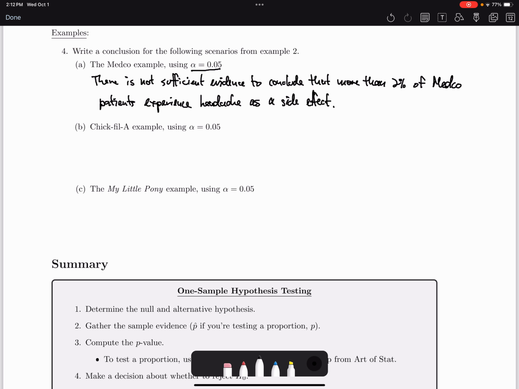Anyway, do your best to be as accurate as possible, but don't get too crazy with it. But I'll change this to users. Okay, so there's not sufficient evidence to conclude that more than 2% of Medco users experience headache as a side effect. Think about the scenario that we started with, right?